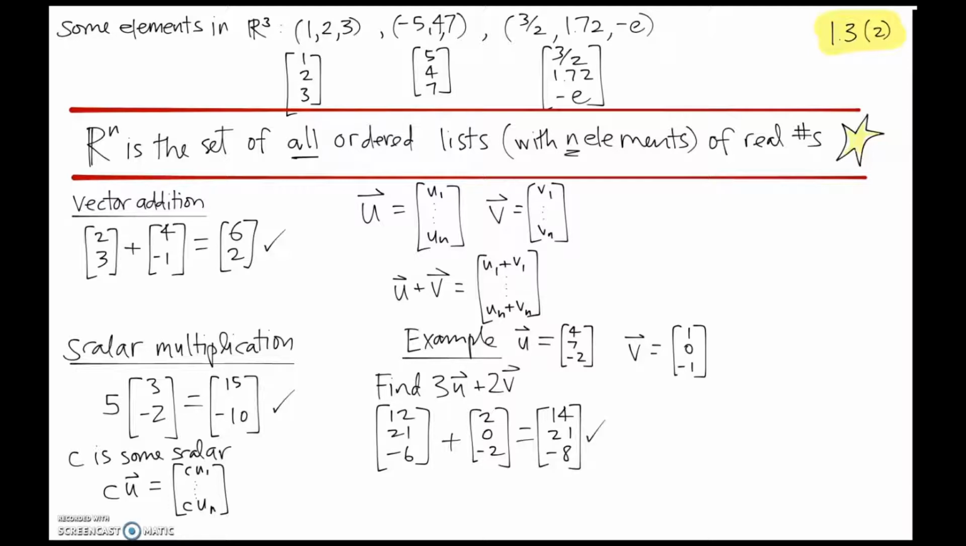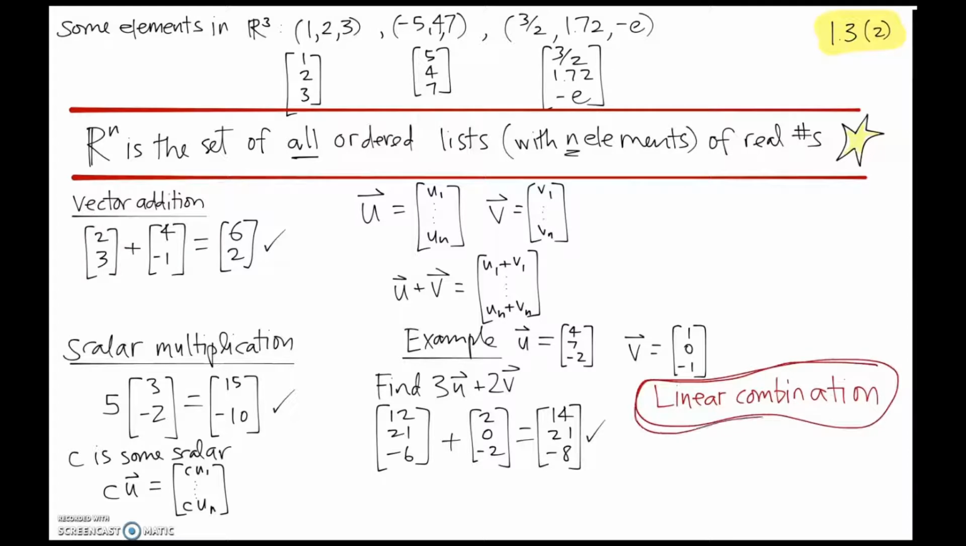Now, this right here, 3u plus 2v, has a name, and it is called a linear combination of those vectors. Anytime you add some multiple of a vector to another vector, or more than 2 vectors even, you're creating a linear combination. This is a phrase that we want to remember. We'll see that again.